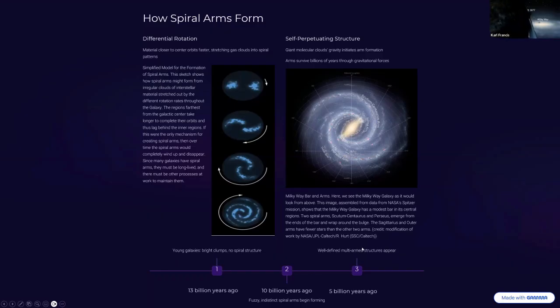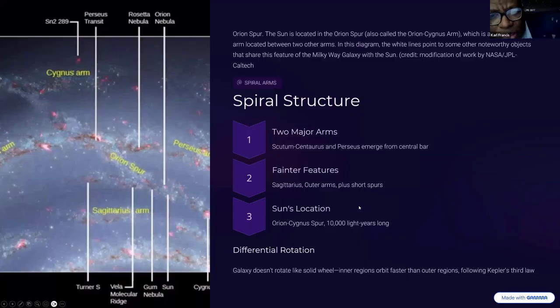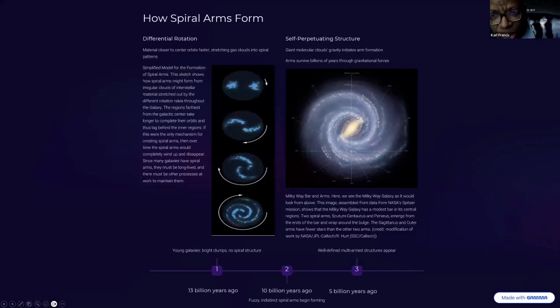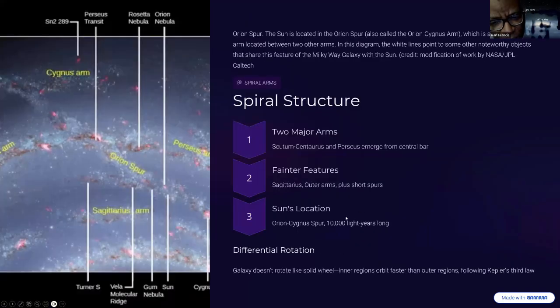Okay. All right. So now let's look a little bit deeper into that spiral structure. Where are we exactly? Well, the spiral arms, there's two major arms there, right? And let's go back one, right? You see at the end of the bars, you have two major arms that spin off, right? And then you have all these little spurs and things that shoot off of those, right? The sun's location is actually in an area called the Orion Cygnus Spur. It's about 10,000 light years long, right? So the sun is over here. You see, this is the Orion Spur right here. We're right over here. Okay, all right.